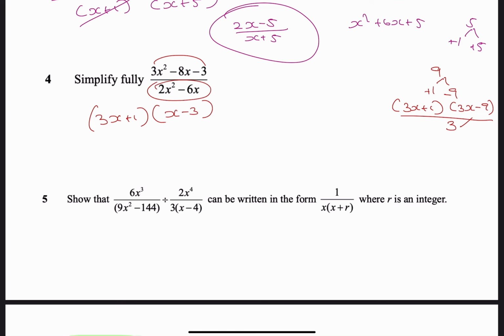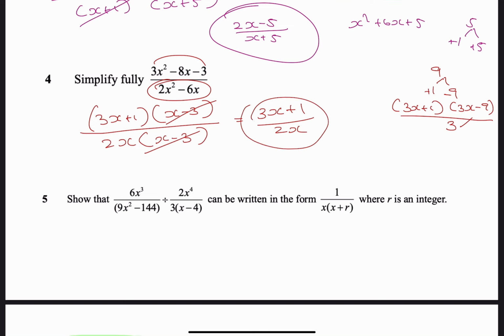On the 2x squared minus 6x, you take the common number, which is 2, and also the common letter is x. If you take 2x outside, it's x minus 3. Then x minus 3 and x minus 3 can cancel. Answer is 3x plus 1 over 2x, your final answer. Okay, the next one.